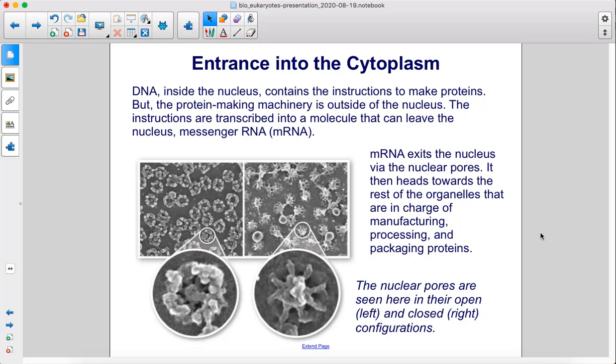DNA inside the nucleus contains the instructions to make proteins, but the protein-making machinery is outside of the nucleus. The instructions are transcribed into a molecule that can leave the nucleus, messenger RNA, mRNA. mRNA exits the nucleus via the nuclear pores. It then heads towards the rest of the organelles that are in charge of manufacturing, processing, and packaging proteins. The nuclear pores are seen here in their open and closed configurations.